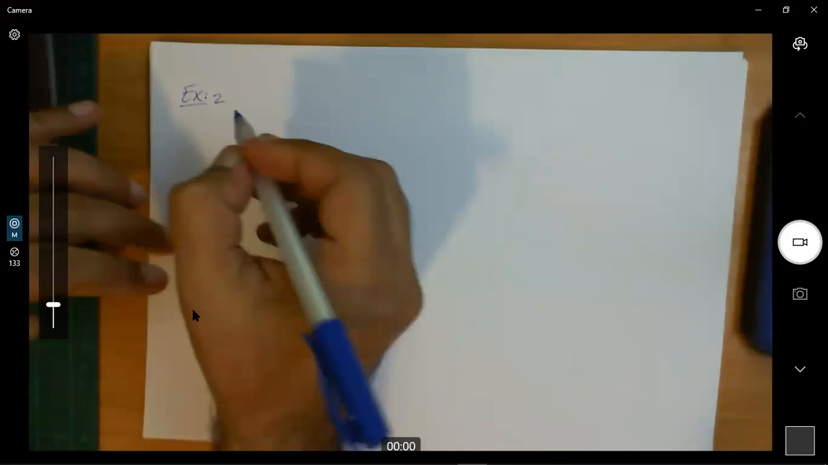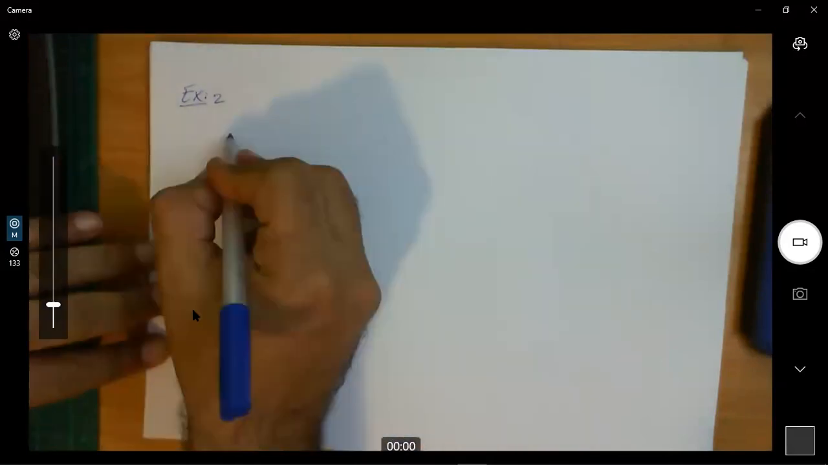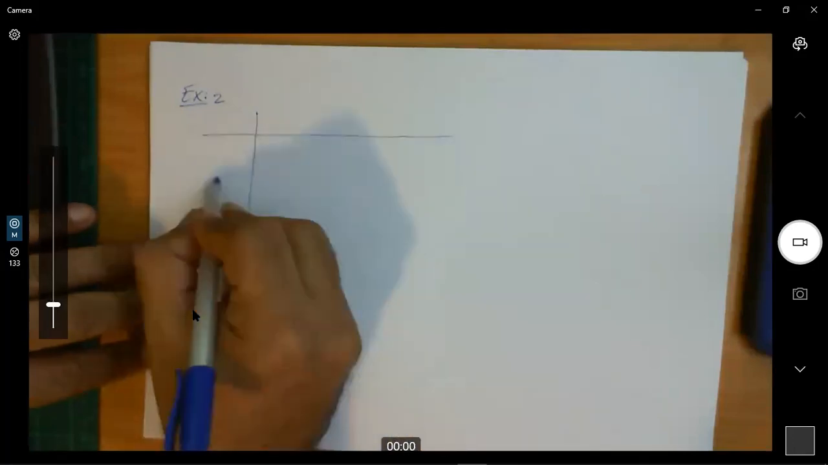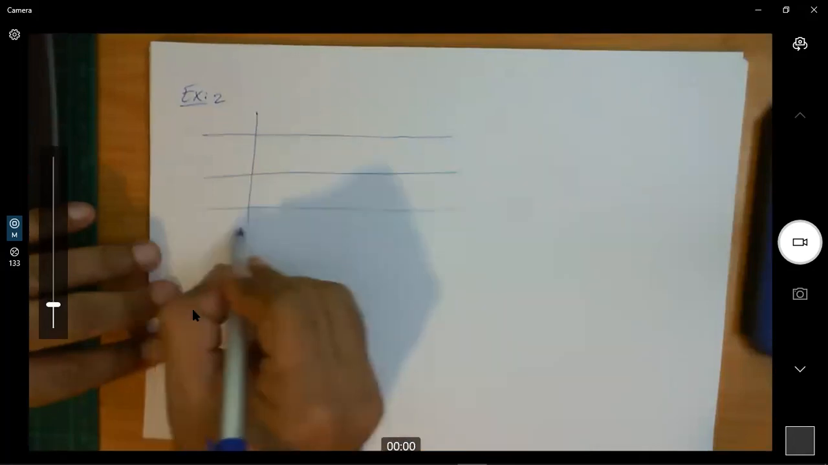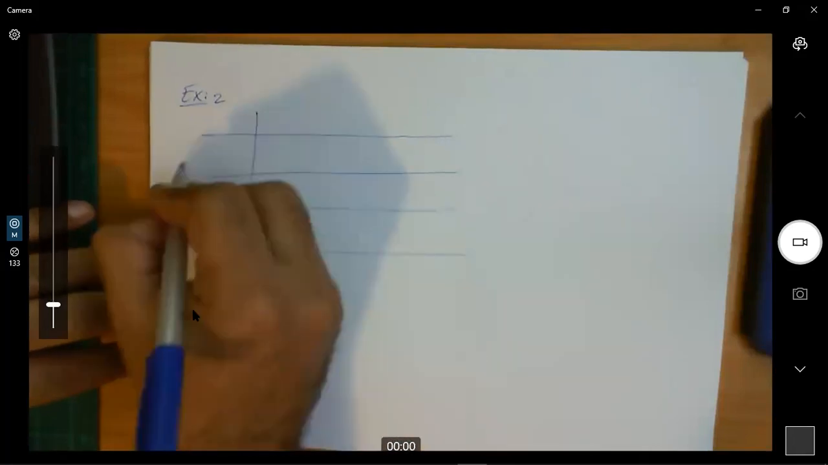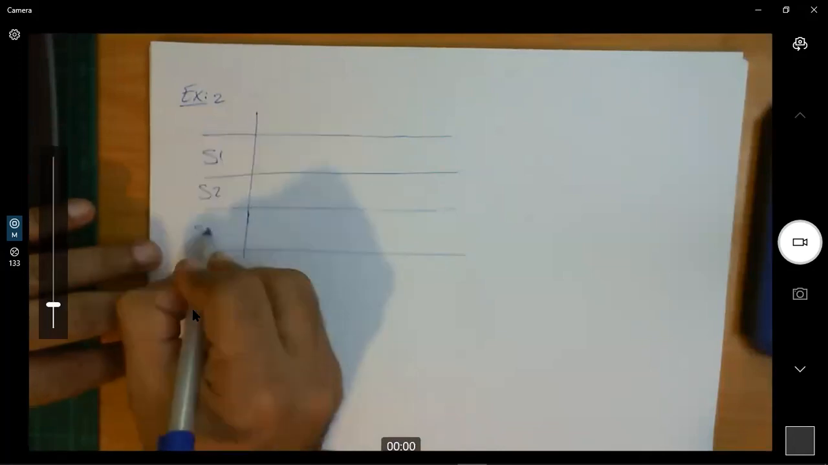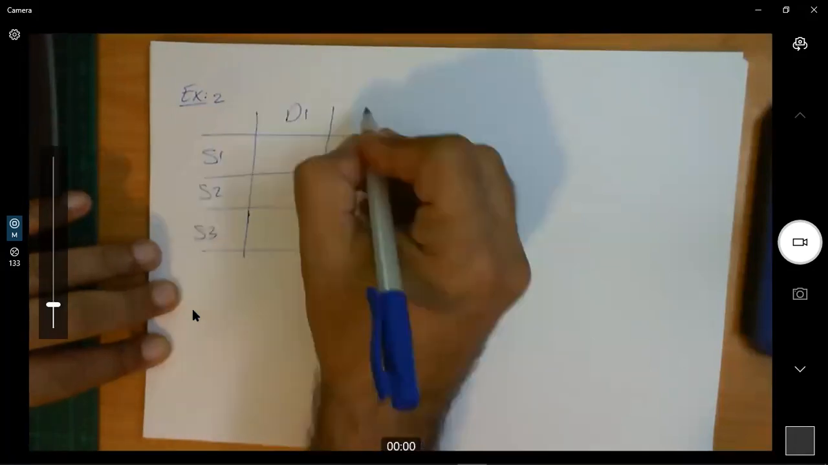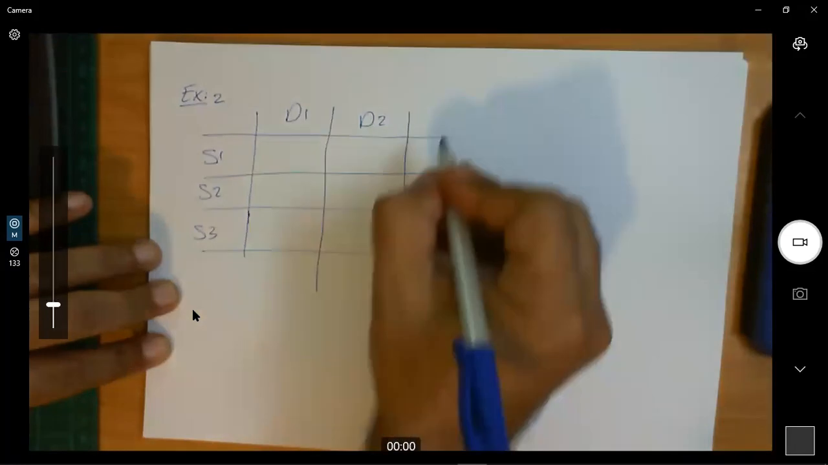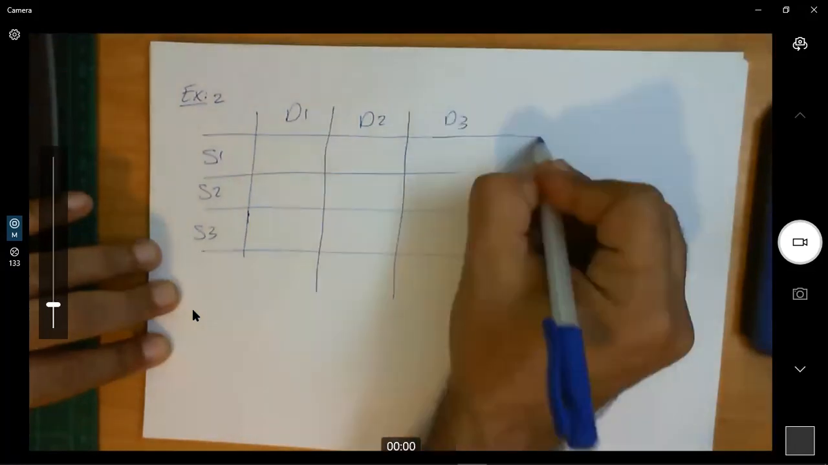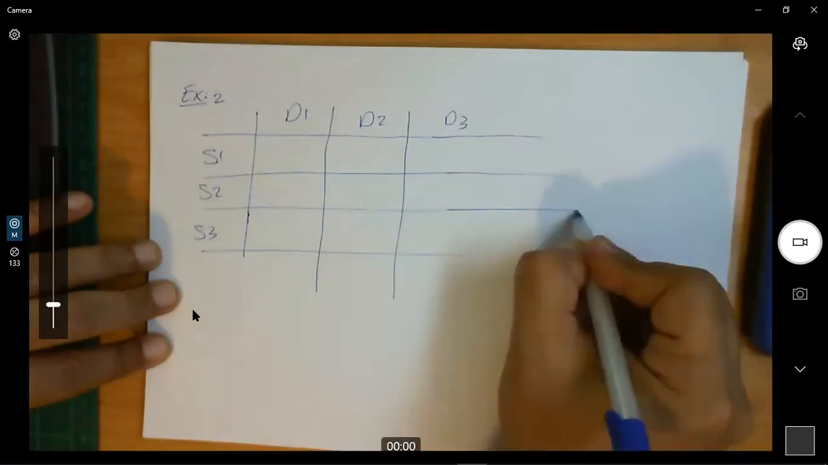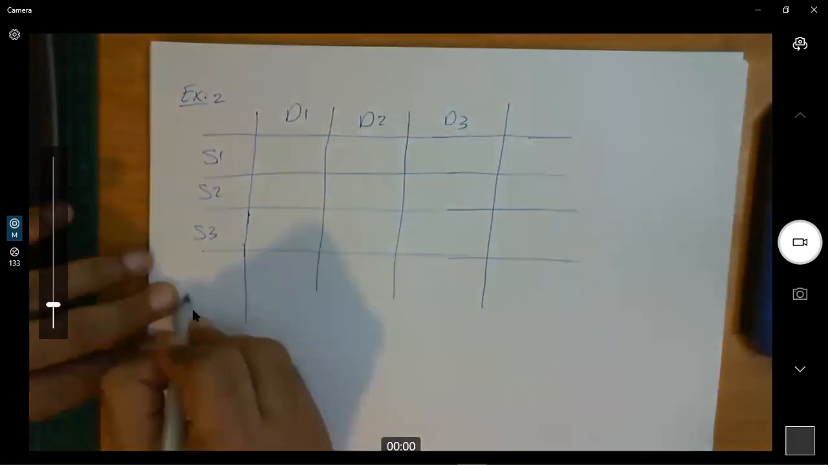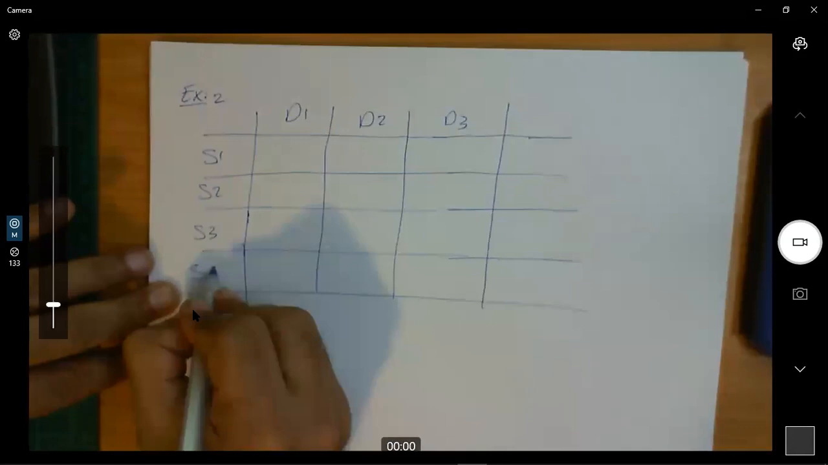Let's assume that we have this supply and demand matrix. Here supply 1, supply 2, supply 3, and here we have demand 1, demand 2, demand 3, and here supply 4.